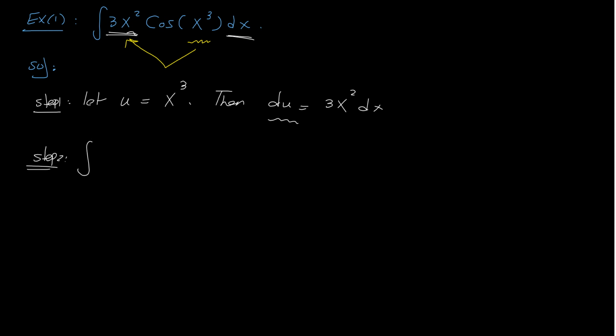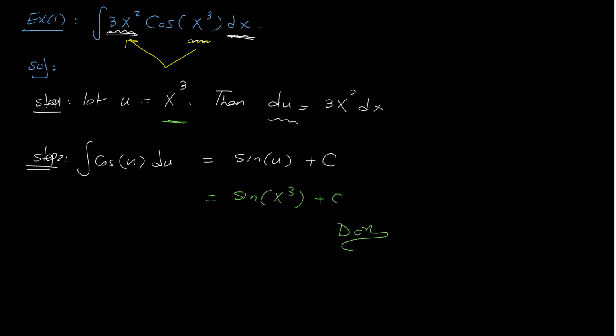So again, we replace 3x squared dx by du. The leftover is cosine of x cubed, which is called u now. The integral of cosine of u is sine of u plus some constant c. Finally, we replace u by x cubed, and that's it. We are done.